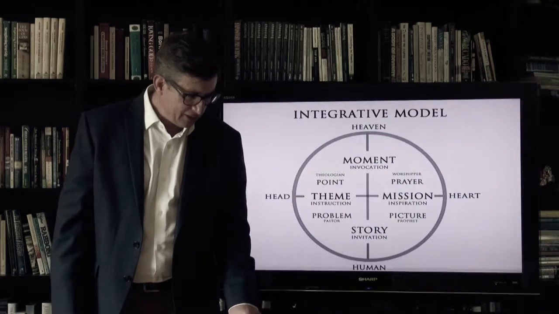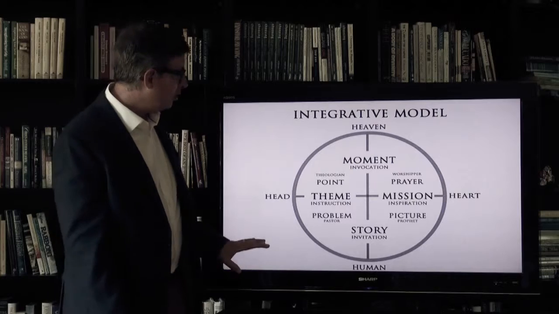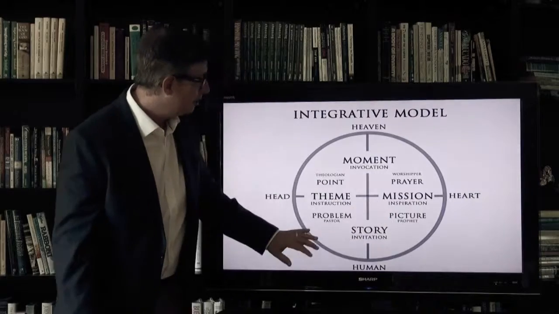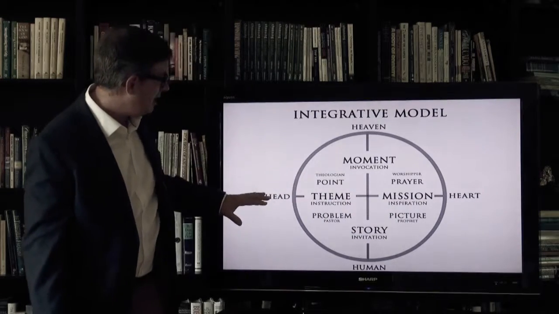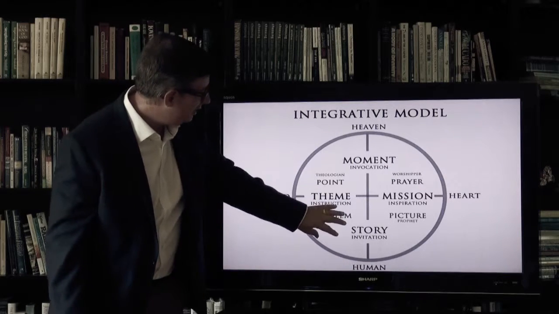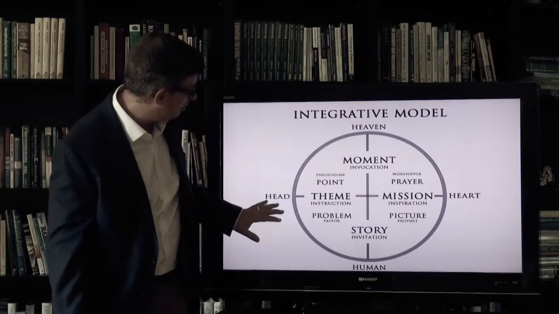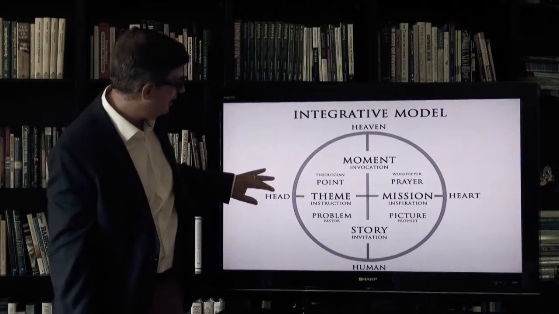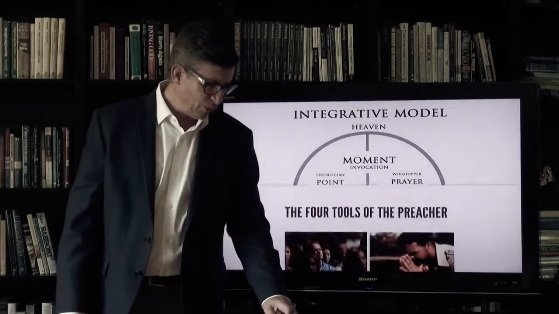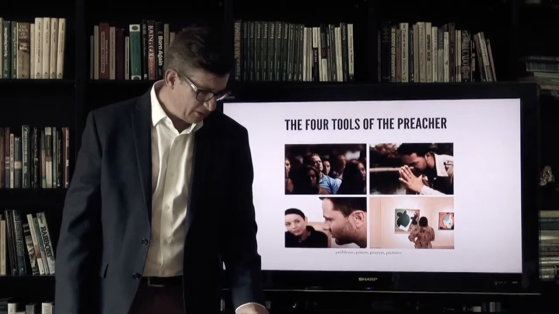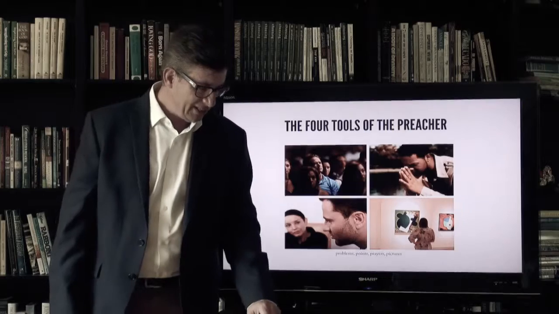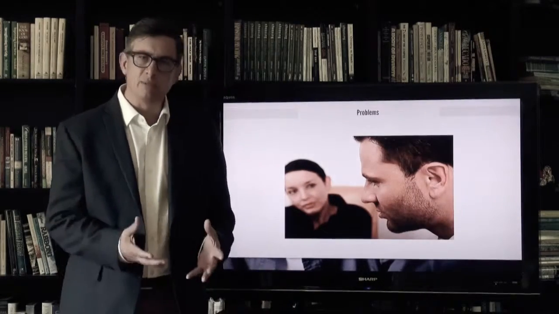So here's our model again. You saw this in the first video, and we're going to be thinking specifically about the things that happen in the gaps here between the polar axes. So we have head and heart, we have heaven and human, and in between here we have the pieces that integrate these two concerns, that bring head and human together, that bring heaven and head together, heaven and heart, heart and human. And we'll see how that works as we move along. The four tools then, we mentioned before, problems, points, prayers, and pictures. So let's take them one at a time, beginning with problems.